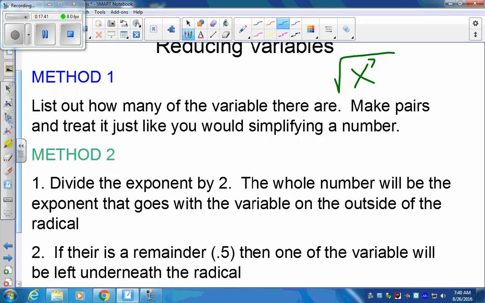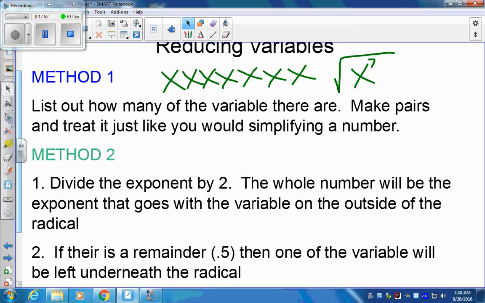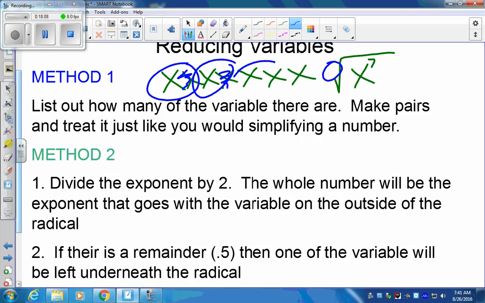What that means is if you have x to the 7th, that's telling you have 7 x's. 2, 3, 4, 5, 6, 7. And just like before, I can make pairs and cross one off of each pair. Now notice I'm making pairs because there's no number right here. If there's no number, you're doing 2 of a kind or pairs. If there's a little 3, you're doing 3 of a kind or triples. We're not going to do 3 of a kind with letters. So I have 1, 2, 3 circles, so x to the 3rd goes on the outside, and I have 1 little x left over underneath.